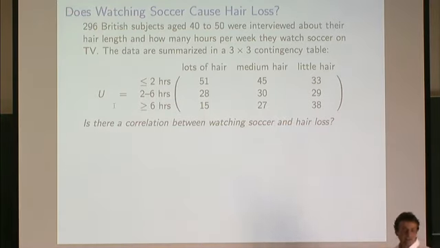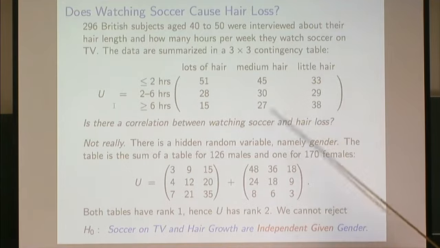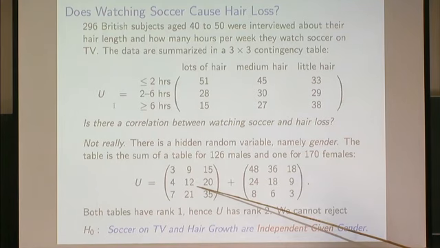So is this actually the case? To do this properly, you have to set up some hypothesis test and so on. But here, let's jump to the conclusion. So not really, right? Because, in fact, there is a hidden, mysterious, latent random variable called gender. So gender is a random variable that has two states, male or female. And if we knew the hidden data, so if we knew that this table is the sum of a male table for 126 males and a female table for 170 females, that would perfectly explain what's going on.